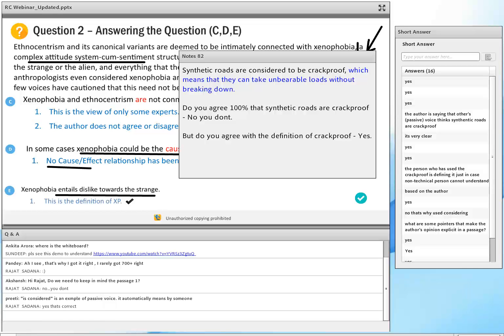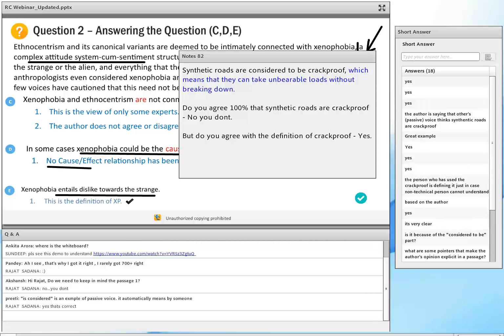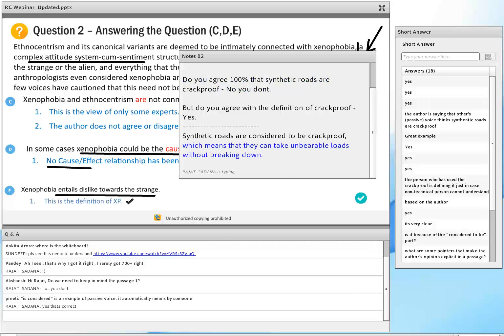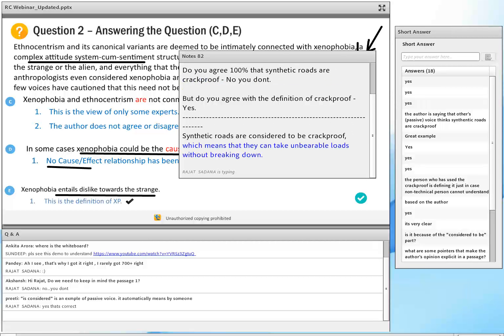Ashwin says, does inference always have to be what the author states? No, the inference has to be what the author agrees with. And what he states is what he agrees with. But if there are other things that the author agrees with, that can also be the inference. For example, if I took this statement, if I say synthetic roads are considered, and I'm going to just do dot dot dot over here just so that we call a break over here. Synthetic roads are considered to be crack proof, which I agree.